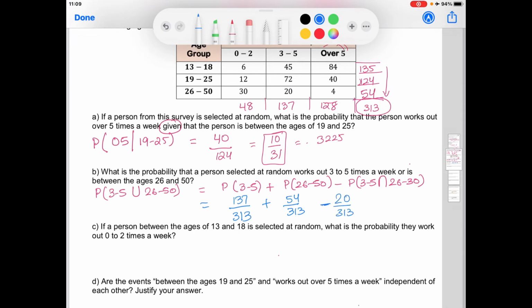You can put that in the calculator, add the numerators. You don't do anything with the denominators. They're like denominators, so you didn't have to put the denominators in the calculator. Just put the numerators and you'll get 171 over 313, which is Part C.